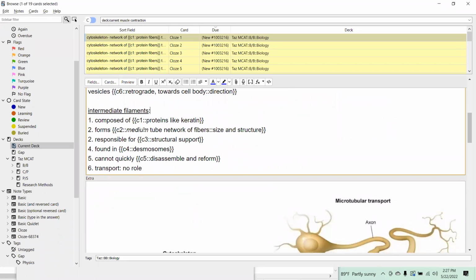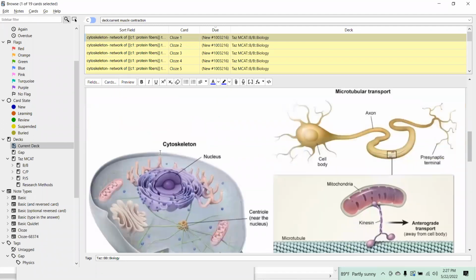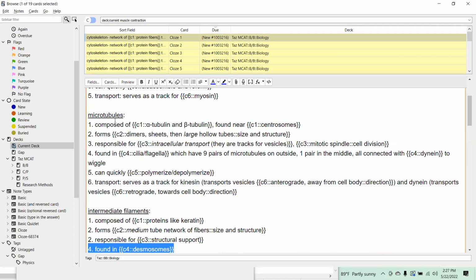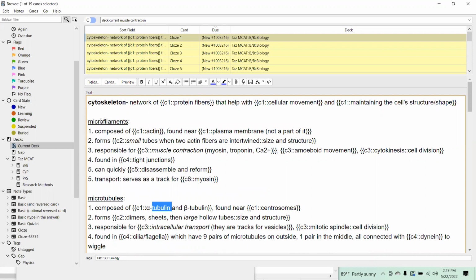Intermediate filaments are in between, and they're mainly found in desmosomes. That's really the main thing that you would memorize about intermediate filaments. And they're made of stuff like keratin, whereas microtubules are fortunately made of tubulin, very simple. Microfilaments, aka actin filaments, are made of actin.